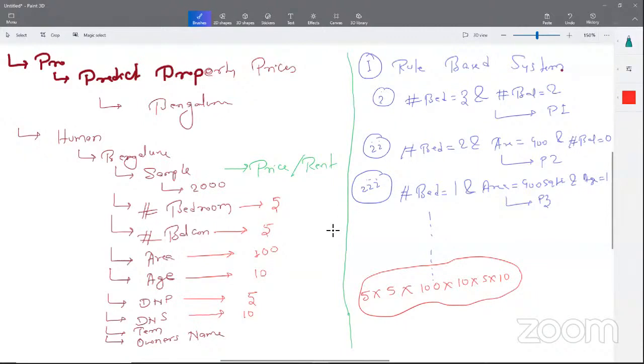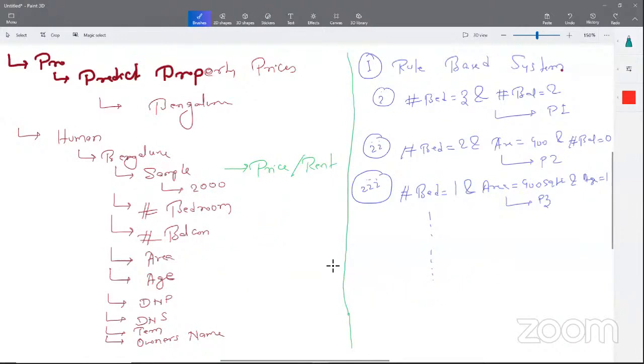Now, let's see how machine learning is going to be helpful in this case. The biggest problem here is deriving these many rules. But this is where machine learning came into the picture.